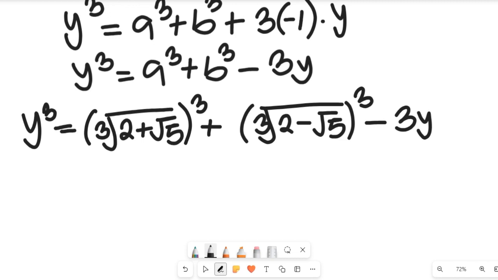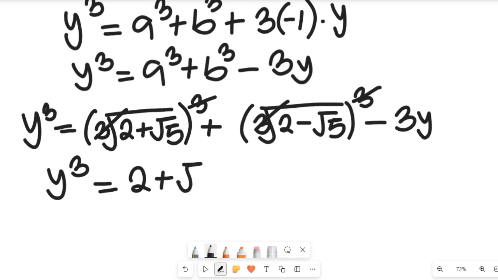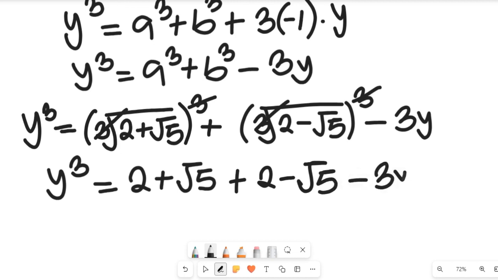If we simplify this, the cube root will clear the cube, and the cube root will clear the cube, and then we'll have y to the power of 3 equal to 2 plus root 5, plus 2 minus root 5, minus 3y.